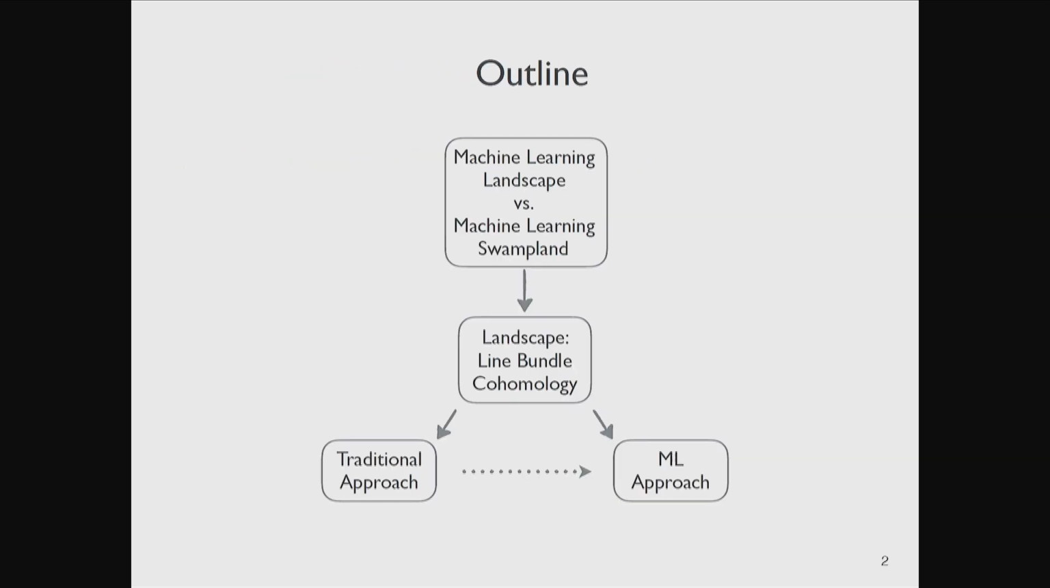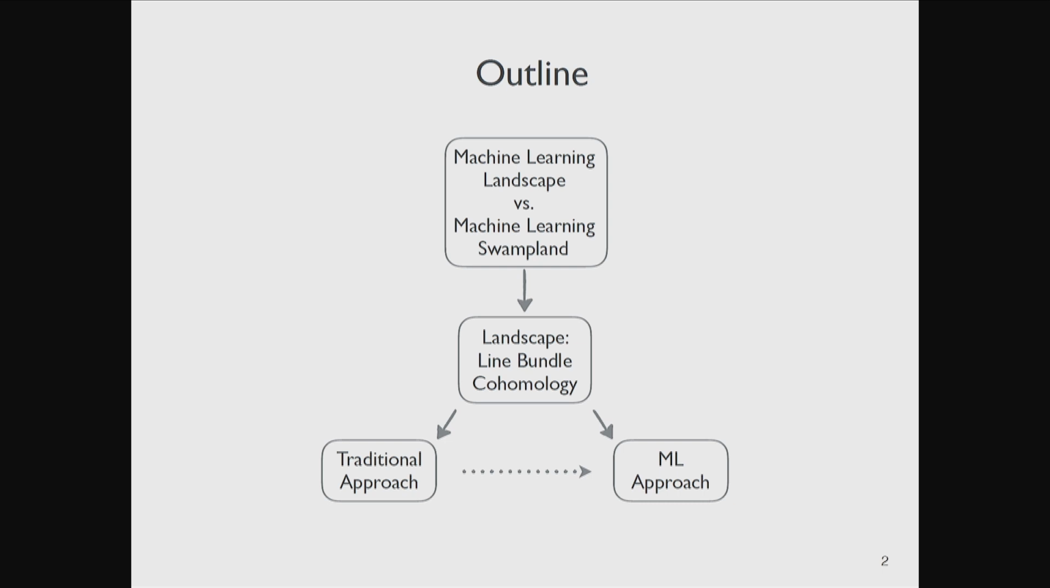So here is the outline for the talk. First, I will give you my biased perspective on machine learning the landscape and machine learning the swampland, because that is really my area of expertise, I think. And then I will talk to you about a specific landscape problem of computing line bundle cohomology.